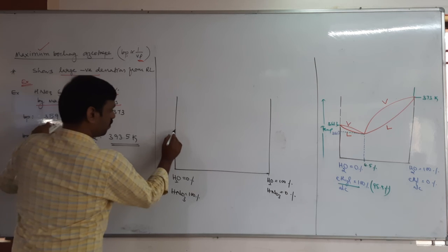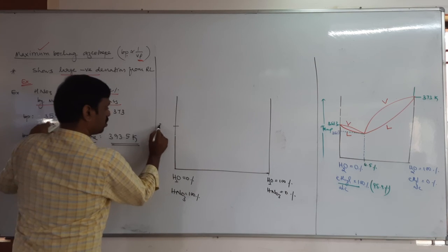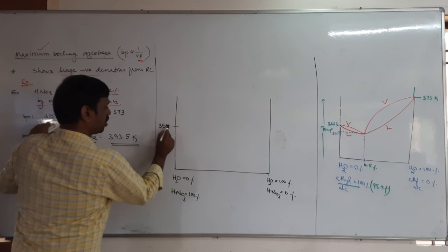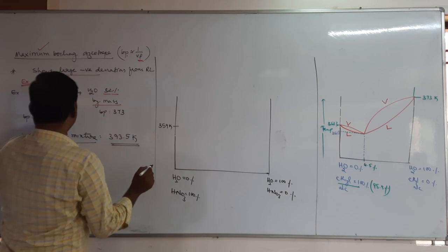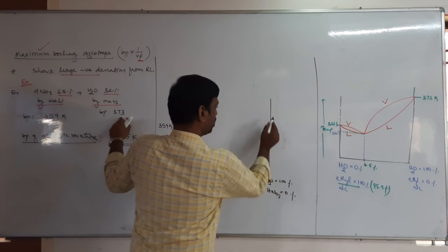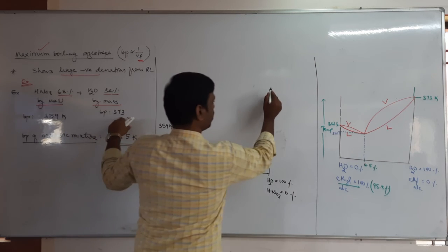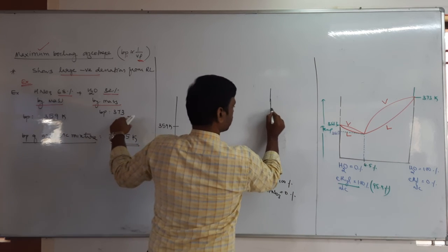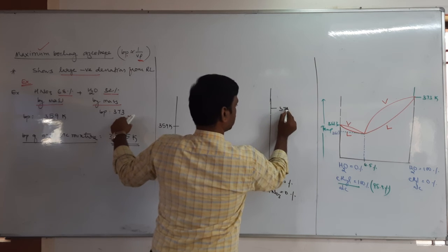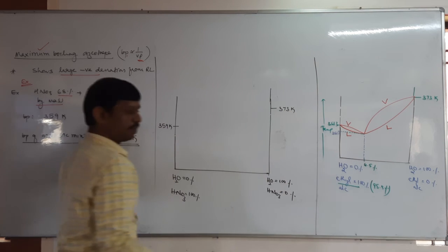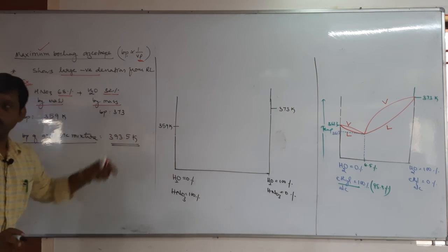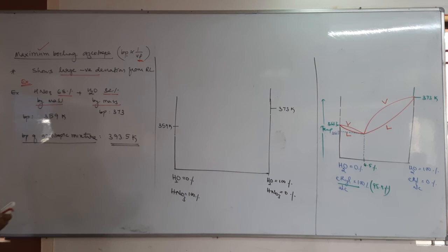359, somewhere let us take here, 359 Kelvin. What is the boiling point of water? It is more than 359, no, 373. Let us take somewhere here, 373 Kelvin. Okay. Now tell me, at what composition do they act as an azeotropic mixture?